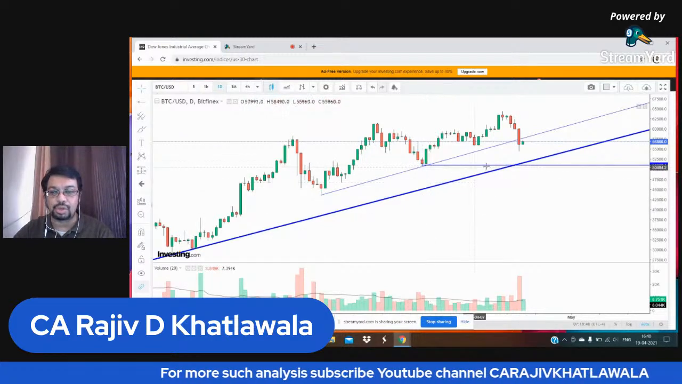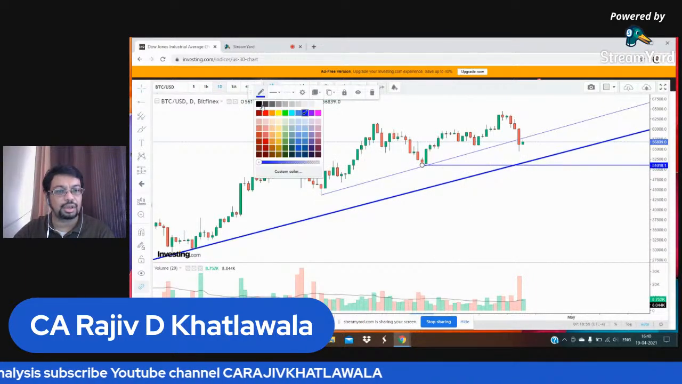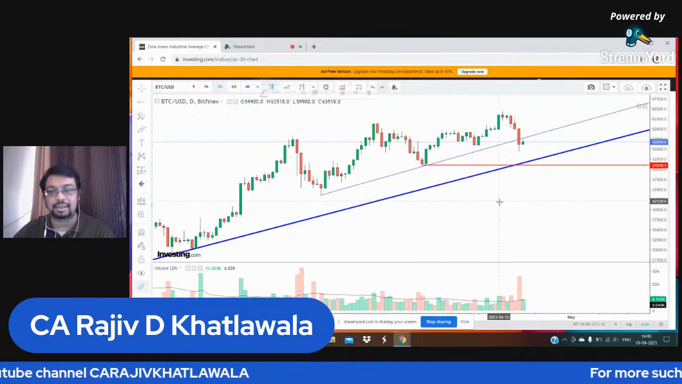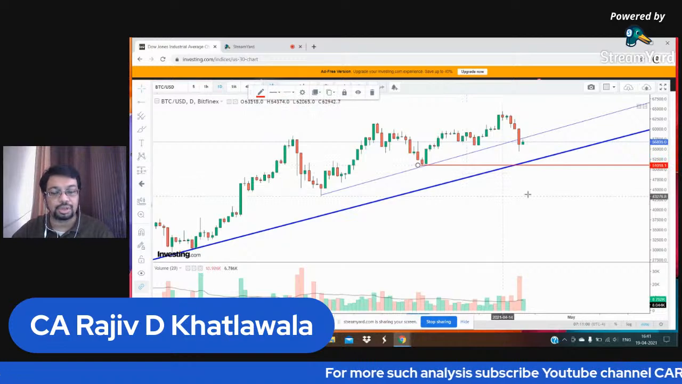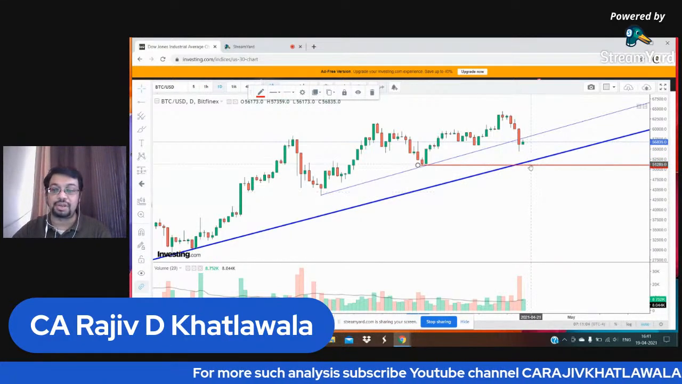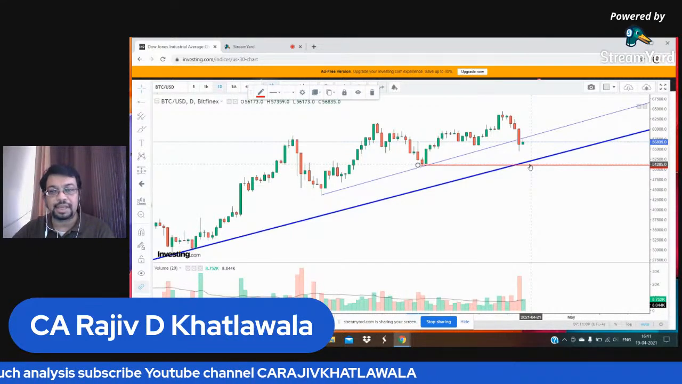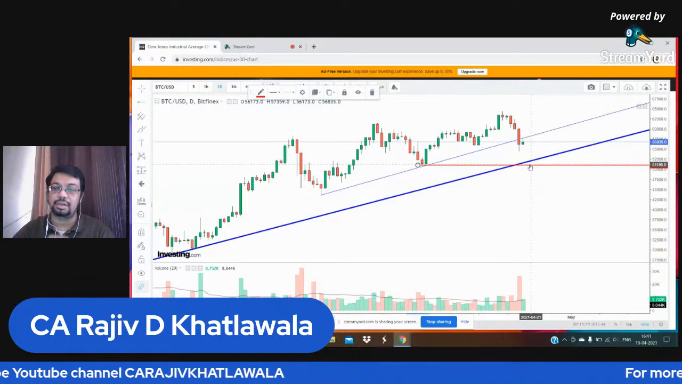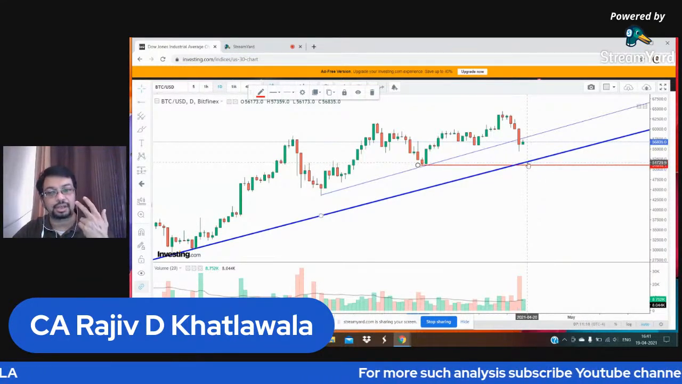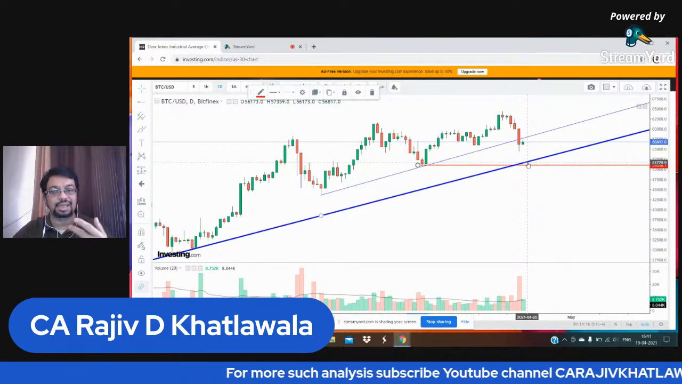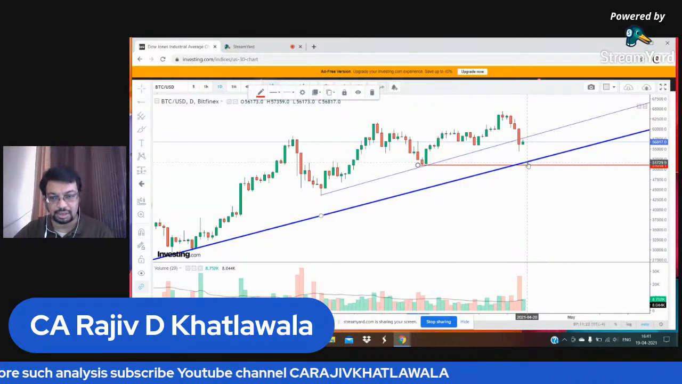I'll just color this differently. I have drawn one horizontal line, which is approximately at 51,000. Therefore, 51,000 is a very important support for Bitcoin. So in the coming days, Bitcoin is expected to get support somewhere between 52,000 and 51,000, because these are two very important support areas.